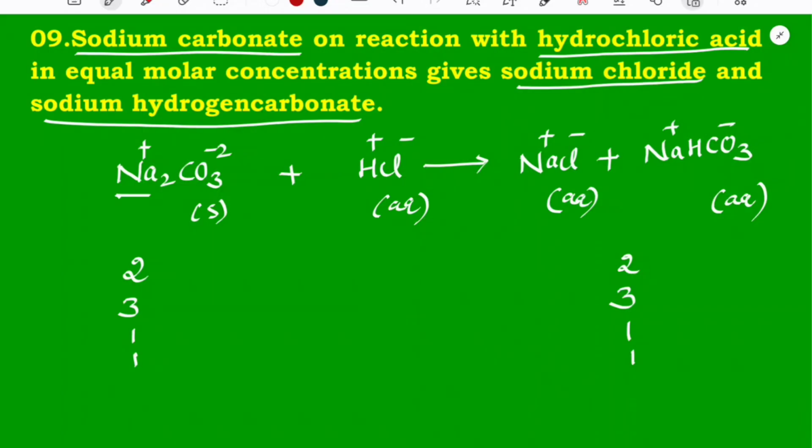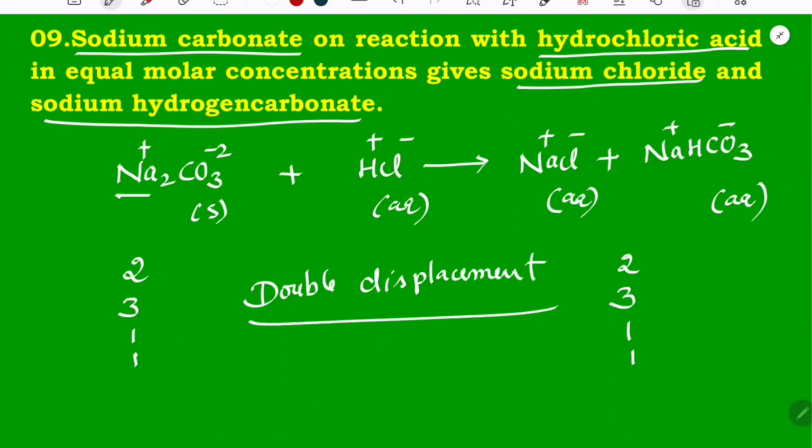Okay, so Na goes to this chlorine. 2 Na are coming, no? So actually we can say this is a double displacement reaction. Two displacements have happened. Once you check, this is a double displacement reaction. So the next equation is balanced. This is the double displacement reaction.